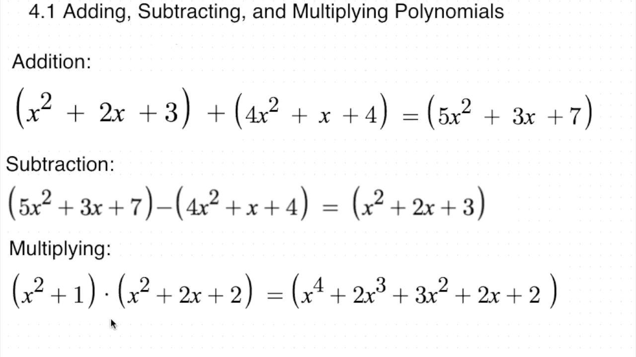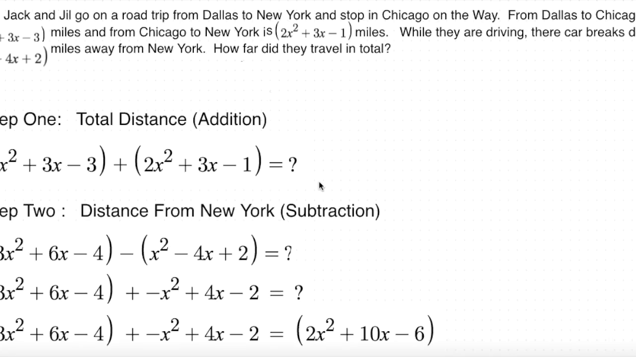Let's get right into an example problem. Let's try a more challenging problem. Jack and Jill go on a road trip from Dallas to New York and stop in Chicago on the way. From Dallas to Chicago is x squared plus 3x minus 3 miles, and from New York to Chicago is 2x squared plus 3x minus 1 miles. While they are driving, their car breaks down when they are x squared minus 4x plus 2 miles away from New York. Let's figure out how far they traveled in total before their car broke down.